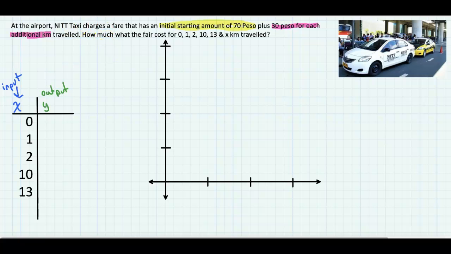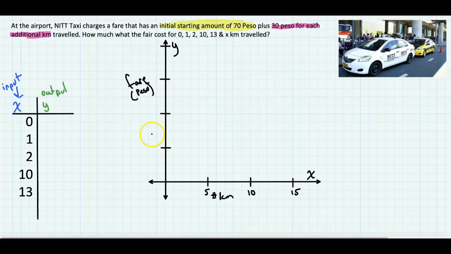Let me go ahead and label the graph here. We have our y-axis here. In this case, this is going to be the fare, and that's going to be in peso. That's our unit. Down here, this is our input. This is going to be the number of kilometers. This is our x coordinate. And we can say this is 5, 10, and 15 kilometers.